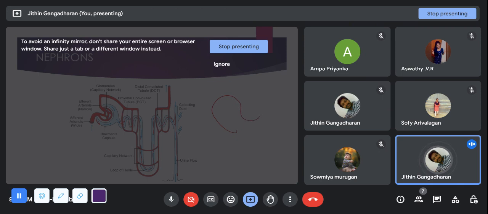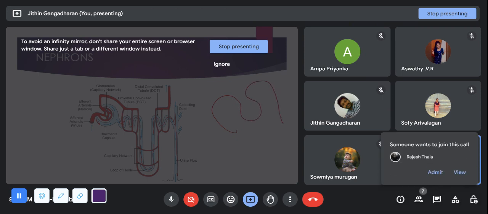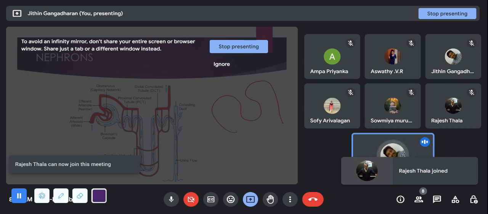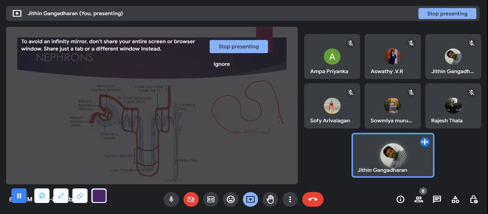See the Bowman's capsule. This is the main structural area of the nephron. So what happens in the case of the Bowman's capsule? The efferent arteriole. Okay, what do we mean by the efferent arterioles? The renal arteries as well as the renal vein enter into the kidney. So, suppose this is the kidney and it enters into the kidney. After entering into the kidney, it divides.